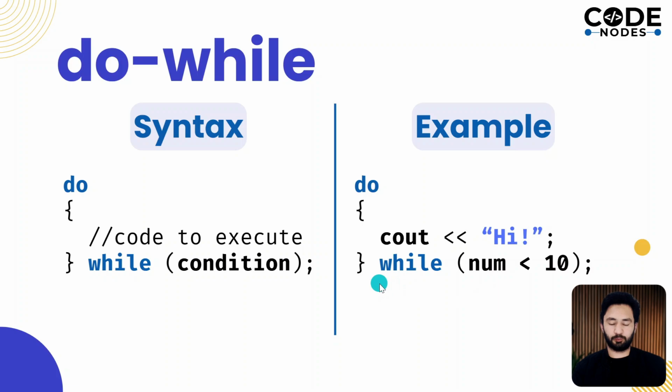So what is the main difference between the while loop and the do while loop? The main difference is that in do while, the block of code will be executed at least once and then the condition will be checked. However, in a while loop, the condition is checked first, and if the condition is met, then the block of code will be executed.